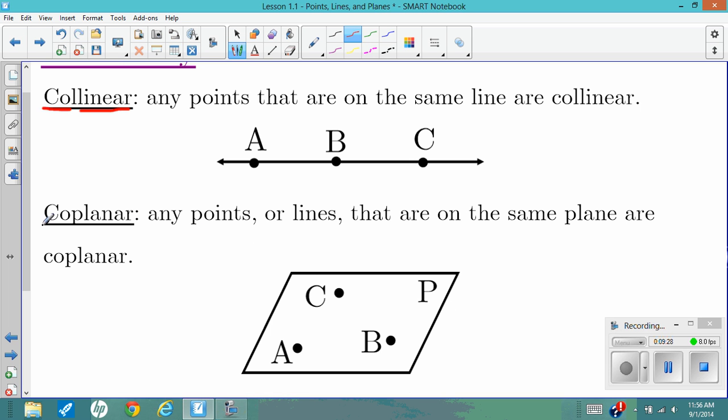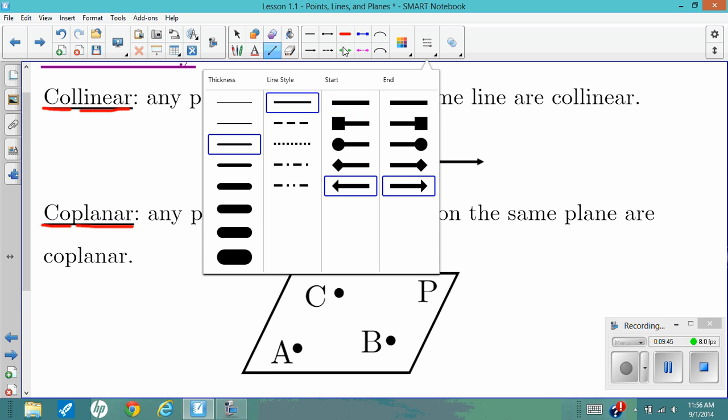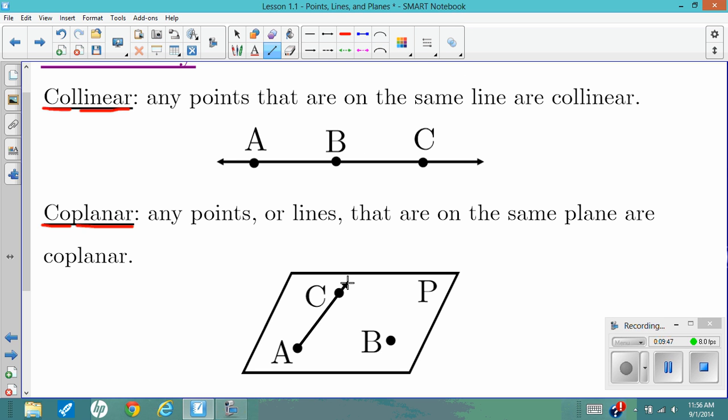Similarly, any points or lines that are together on the same plane, planar, are called coplanar. So A, B, and C are coplanar. If I drew lines through them, I can do that now. Those lines are all on plane P or plane ABC. Those lines are coplanar as well as the points.